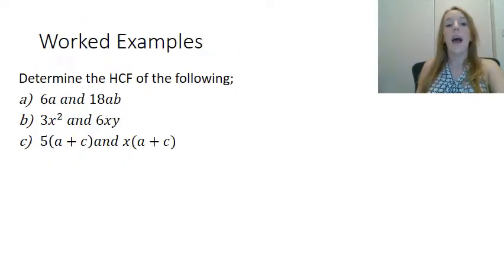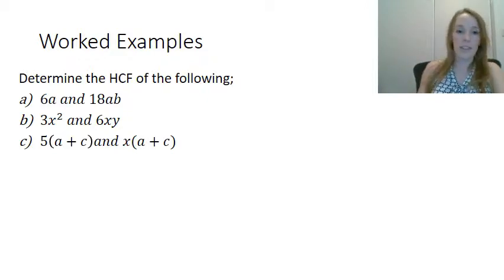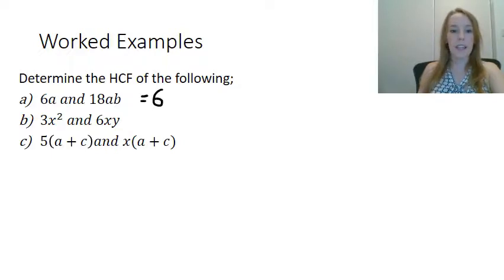Okay, so we've got a few worked examples. To start off with, we're just trying to find the highest common factor. We're not going to expand or anything. Just find the highest common factor. So our highest common factor of 6a and 18ab is going to be 6a. So 6a can be divided into 6a, and 18ab can also be divided by 6a. For our next one, 3x squared and 6xy, our highest common factor is going to be 3x. So 3x squared can be divided by 3x, and 6xy can be divided by 3x as well.